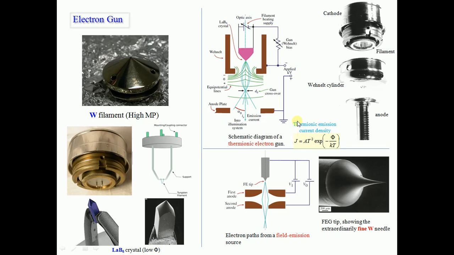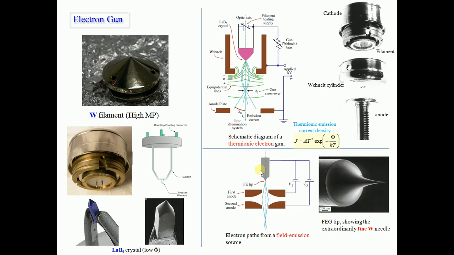But the way in which electrons are emitted in thermionic emission is totally different from the way in which electrons are emitted in the FE source, the field emission source. I have told in my previous lecture on EDAX that in our department of physics, there are two types of SEM. One is the ordinary SEM and the other is FESEM. This FESEM is a field emission scanning electron microscope.